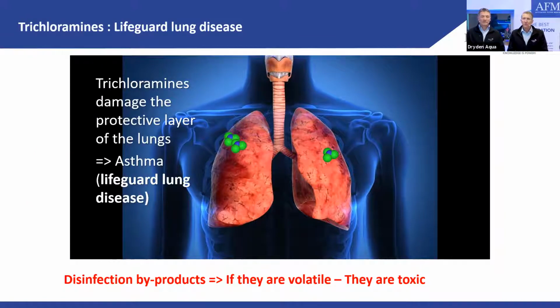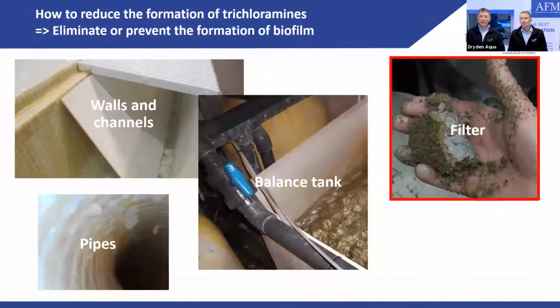And I think most of you know, we have something called Lifeguard lung disease, for example, in the US. There are studies out that 25% of athletic swimmers in the US will develop asthma at some point in their life. And this can be directly tied back to trichloramines. Not good for you. We know this. We also know from the dolphins that if you live in the water, then it's especially not good, right? So how can you reduce the formation of these trichloramines?